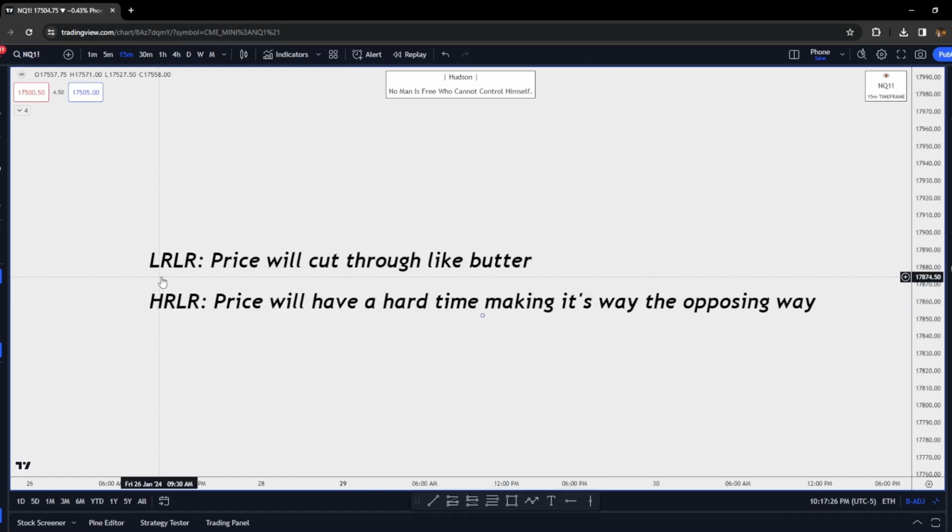Now, with a low resistance liquidity run, price will cut through this like butter, but with a high resistance liquidity run, price is going to have a hard time making its way through in the opposing direction, and you'll see what I mean whenever we go through some examples.